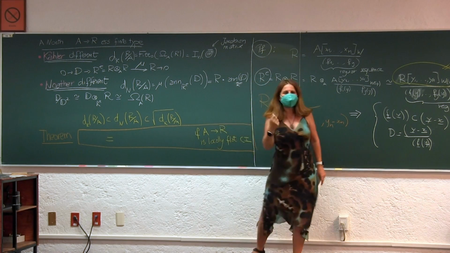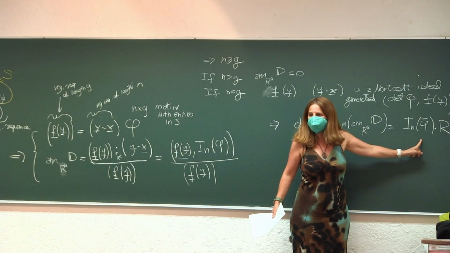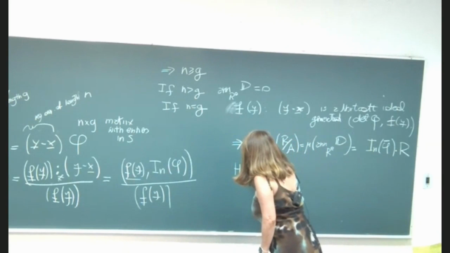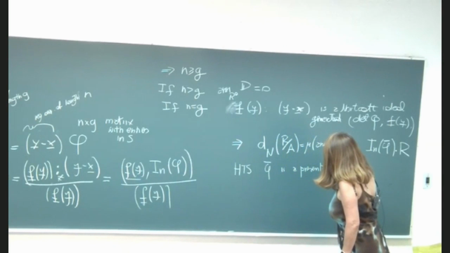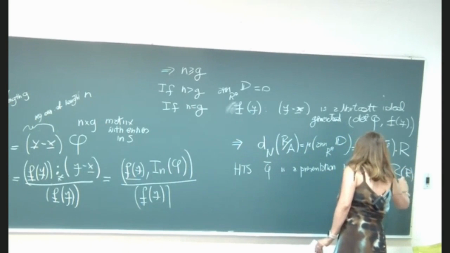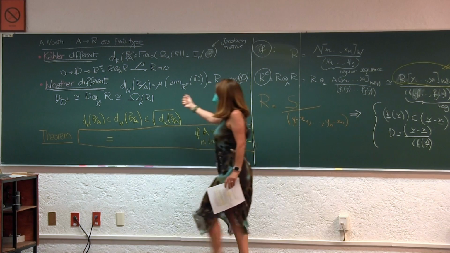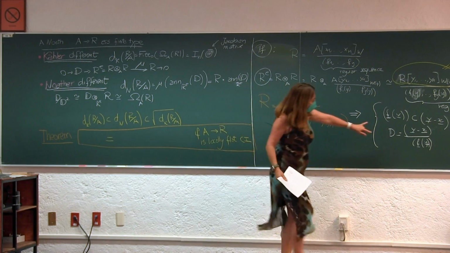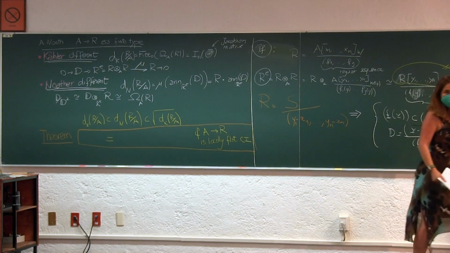Okay, so far so good. Now we want to check that this guy is this guy. Oh, but they're very similar. They're maximal minors of a matrix. So what do we have to show? We have to show that this phi bar is the presentation matrix of omega. So we have to show that phi bar is a presentation matrix of the module of differentials.